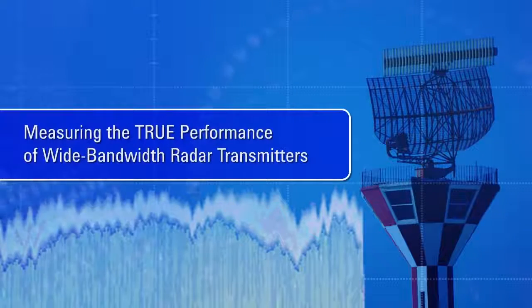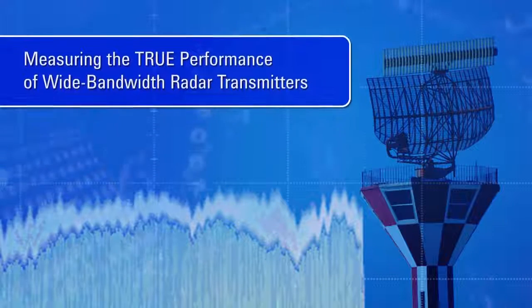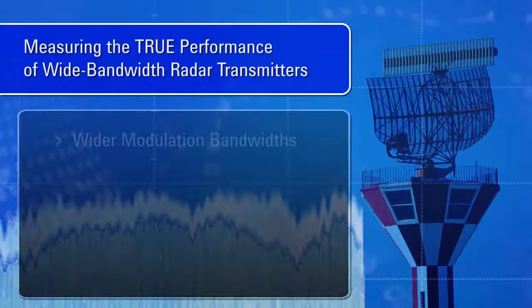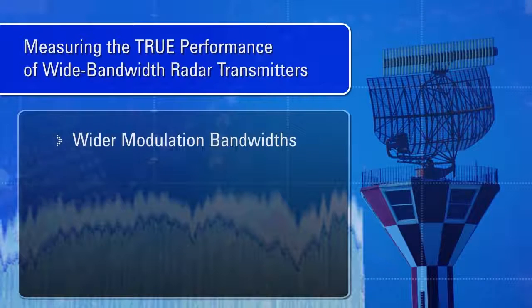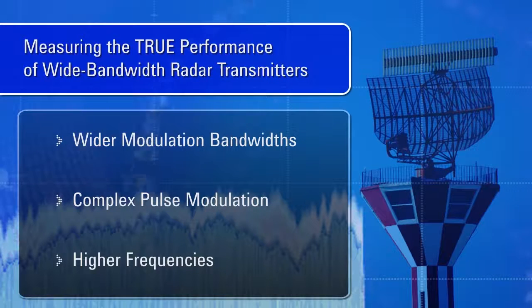Measuring the true performance of wide-bandwidth radar transmitters. Modern radar systems require more processing gain to improve range resolution, which in turn drives wider modulation bandwidths. Radar systems also employ complex pulse modulation to improve range resolution and lower the probability of intercept and susceptibility to jamming. Many systems also operate at higher frequencies up to Ka band, which helps to support the wider modulation bandwidths, increased capacity, and smaller antennas.